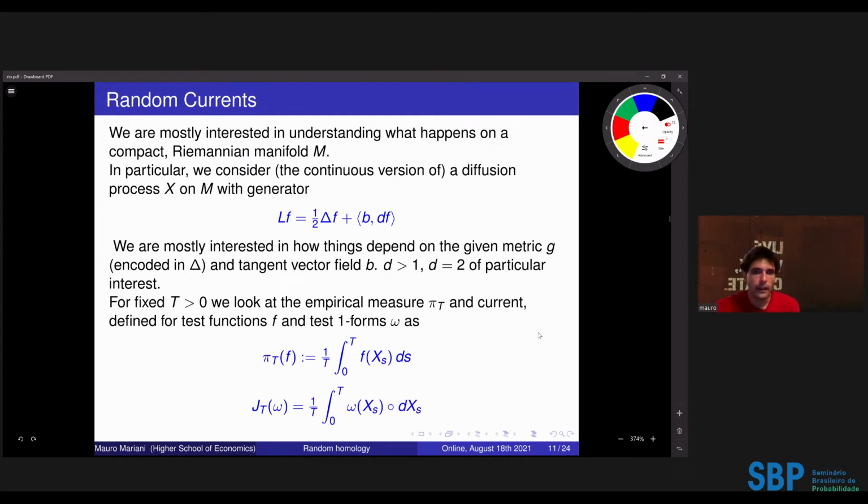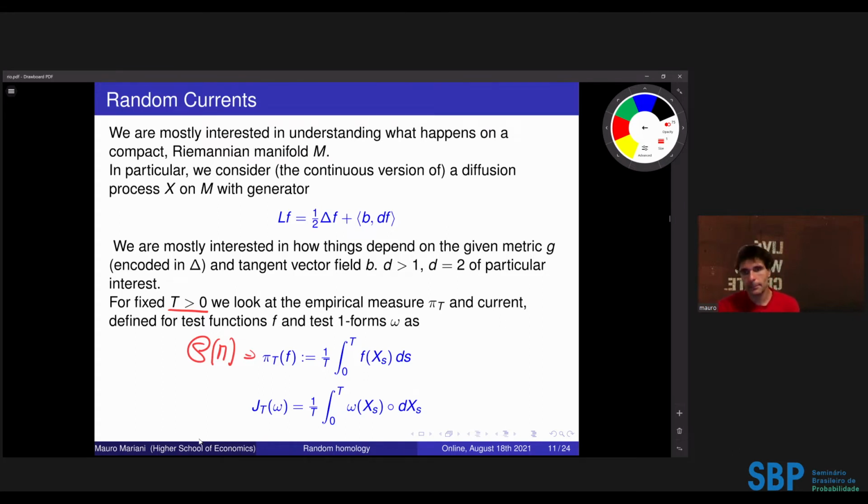And I look at the most classical and well understood objects in this framework, which are the empirical measure of this process and the empirical current of the same process. So the empirical measure: I fix a parameter T positive, which is the final time, the time horizon in which you look at the problem. So P_T is just a probability measure. When you integrate a function f with respect to this probability measure, it's just 1/T, normalized to be a probability, the integral from 0 to T of f(X_s) ds.